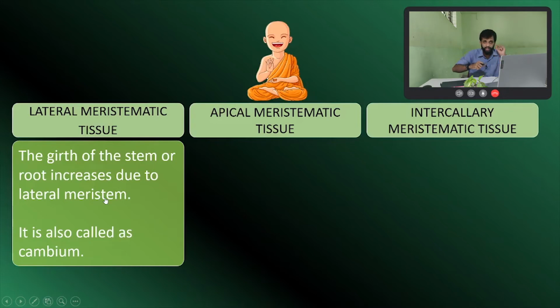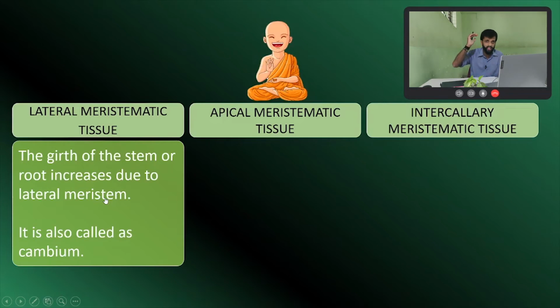So this meristematic tissue, that is the lateral meristematic tissue, helps in the girth of the stem and the roots. It is also called cambium. So remember, another word that you can remember for lateral meristematic tissue is cambium. Okay, it can be asked as "name the following." So I hope this part is clear till now.